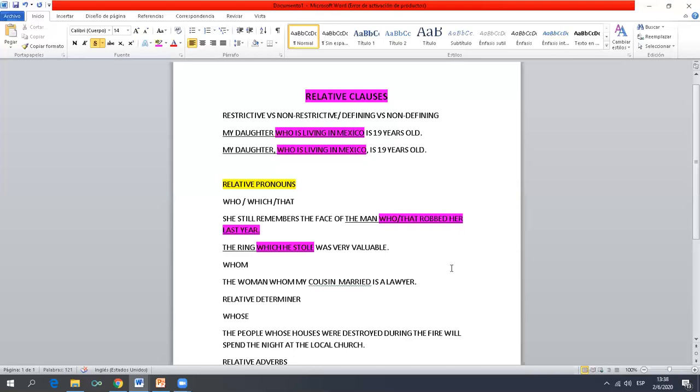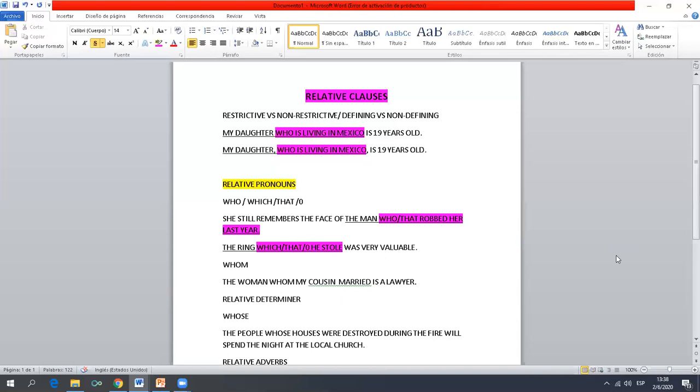She still remembers the face of the man that robbed her, or the ring that he stole was very valuable. Now, what about the omission? I'll use a 0 here. What about the omission? Is it possible to say the ring he stole was very valuable? What do you think? The ring he stole was very valuable. Yes, of course, this is a possibility in this example.